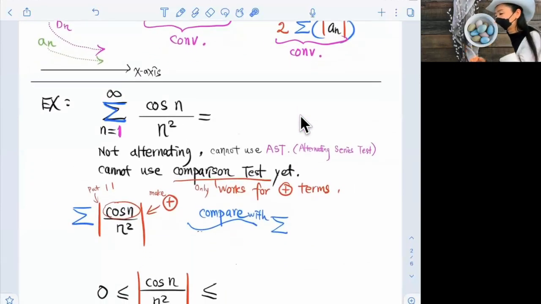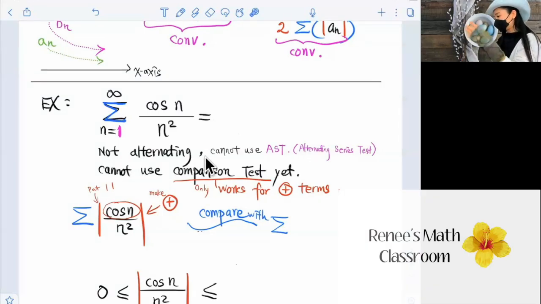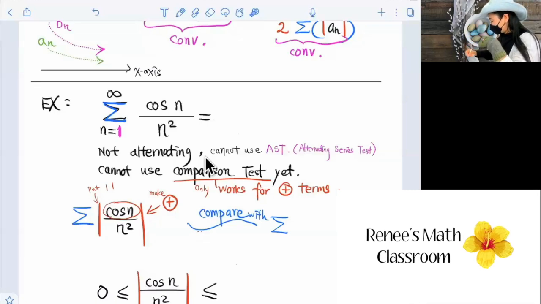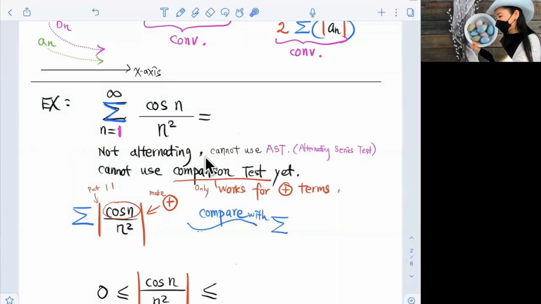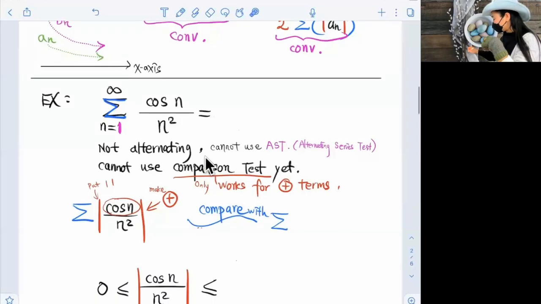The first example, looking at this, do you think this is an alternating series? No, I say it's not alternating, right? Because the sign over here is not plus minus, and sometimes could be plus minus and minus plus and minus. The sign here is not alternating like that, right? So we cannot use the alternating series test. Can I use the comparison test?